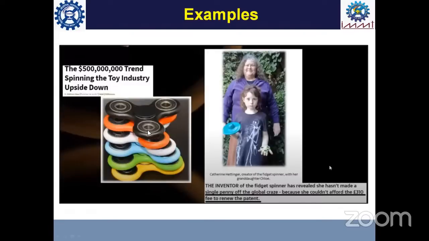And once it gets abandoned, it comes into the open market. Once it came into the open market, many companies started working on the fidget spinner. And today, this is the worth of the spinning toy industry.